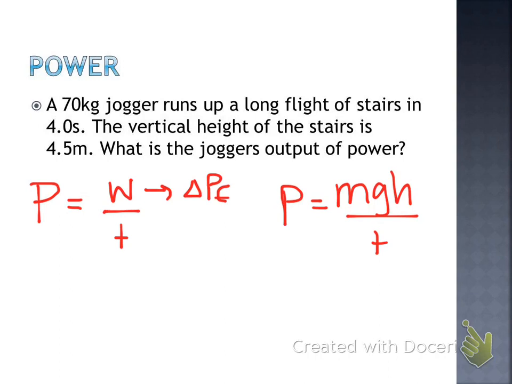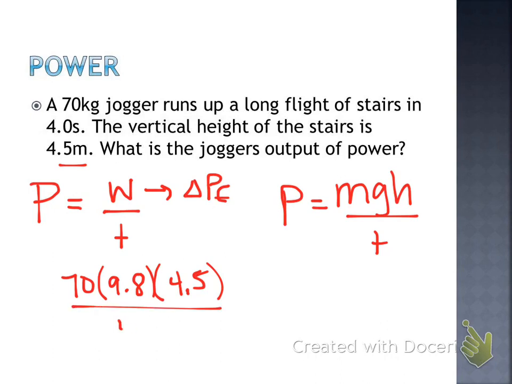So we have a mass of 70 times 9.8 times our height. Okay, we don't really care about the individual height of each stair. We just care about the total height that they traveled as they went from the bottom to the top. So we had a height difference of 4.5 meters. We went upward, which means he gained potential energy, so our height needs to be positive. And then he did it in a total of 4 seconds.